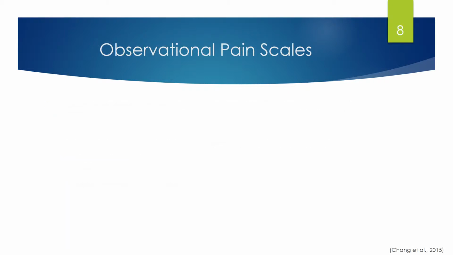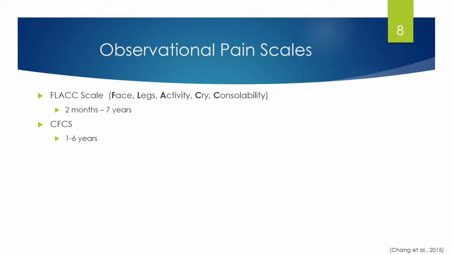Observational pain scales. The FLACC scale relies on behavioral indicators to assess pain. It stands for face, legs, activity, cry, and consolability, and is used on children aged 2 months to 7 years. The CFCS scale is the Child Facial Coding System, and it was designed to assess pain in children aged 1 to 6 years old. It focuses on 13 facial actions likely to be observed during acute pain.